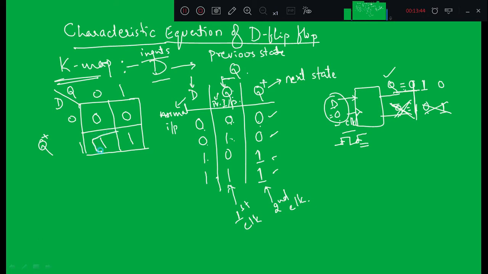Now you have two ones which are adjacent to each other. We can combine them, and we can write the Boolean expression for q plus, which is equal to D, right? Since q is complemented, 0 and here 1, both will get cancelled, so q will not appear in the expression. So the characteristic equation for the D flip-flop is q plus equal to D. That means whenever D changes, the next state changes. It doesn't depend on q, right? This is the characteristic equation of the D flip-flop.